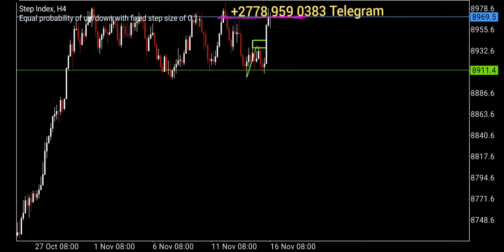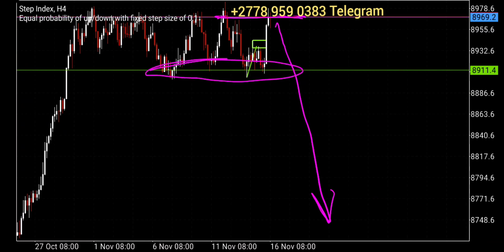Around here, when you get a chance to enter, you can do so. But remember, even when you're selling, you're not going to do this. You need to remember that the price has been struggling to pass here for days now. So what makes you think that all of a sudden it will just go there and break it?